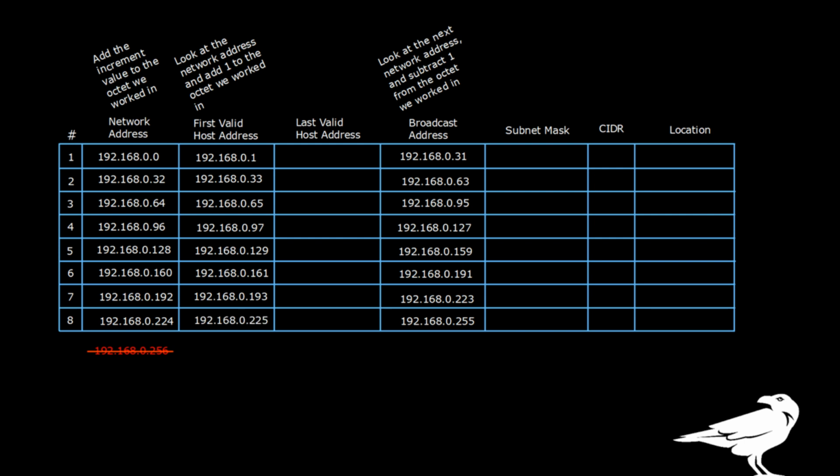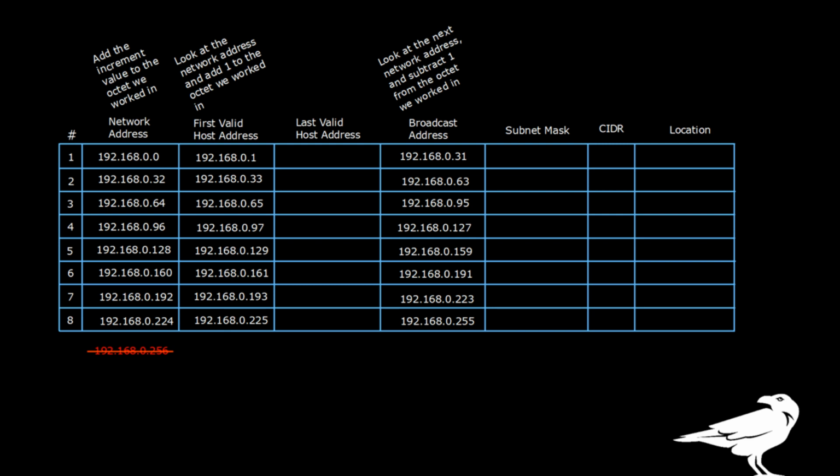Little tip, your first valid host addresses will always be an odd number for the octet that we work in and the octet that represents the host addresses. So that'll help you a little bit as well with error checking if you're doing this manually without a calculator.